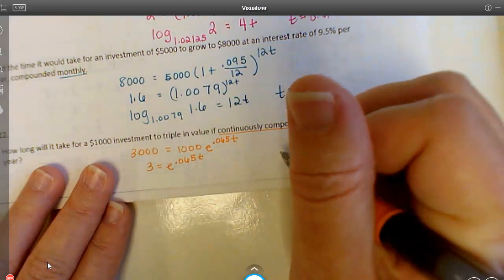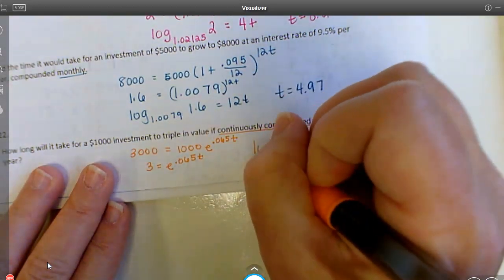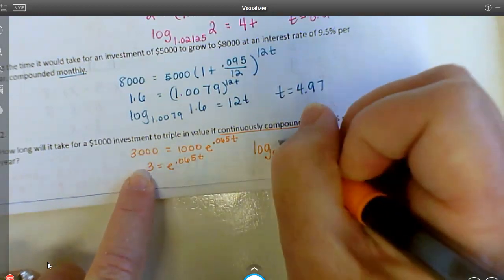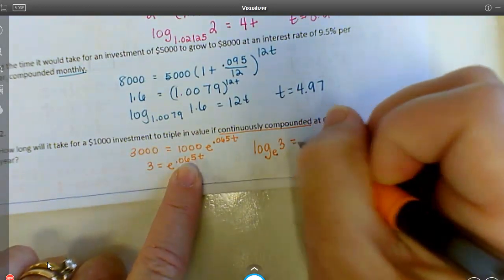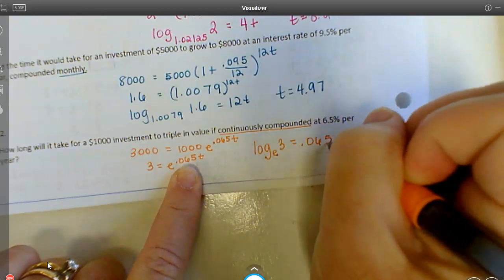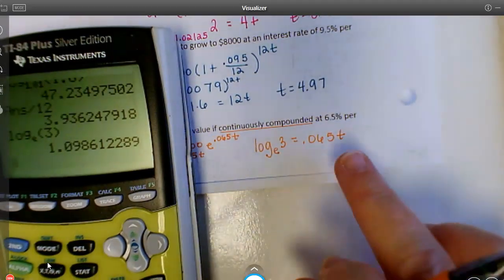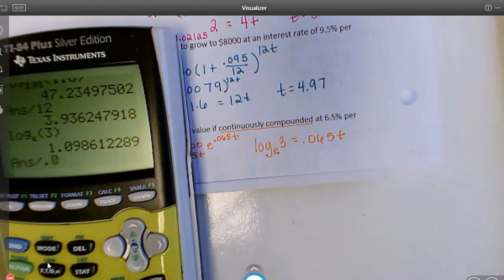Go ahead and do our log, because you guys like doing the logs rather than the LNs. So log base e of 3 equals 0.065 t. So then we're going to go to our calculator. We're going to put base e, and we're going to put 3, and then we're going to divide that by 0.065.